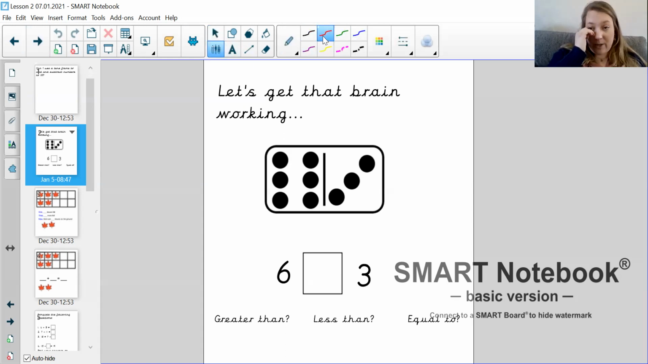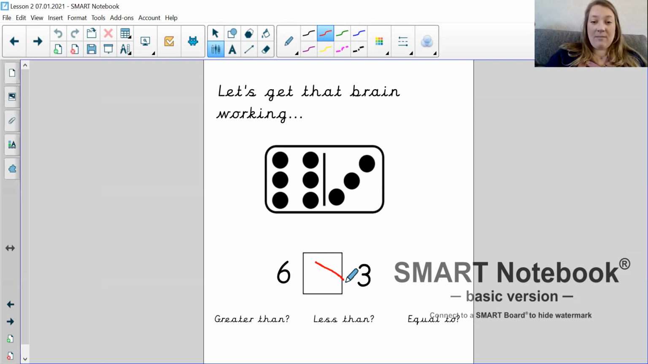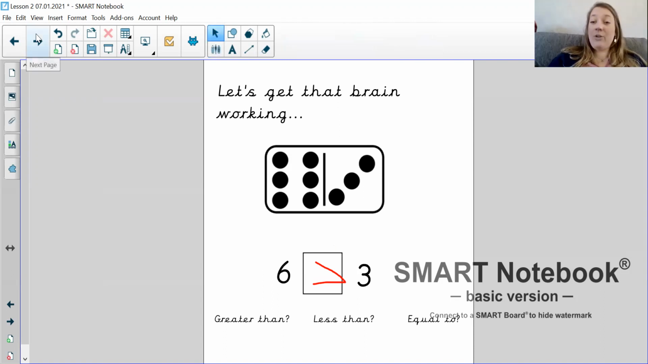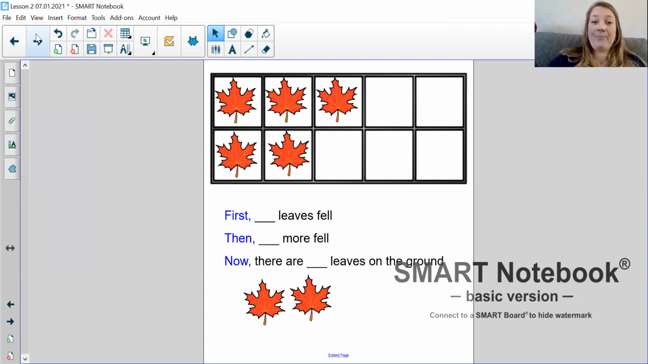I'm going to answer the question now. So 6 and 3. I know that 6 is a bigger number than 3, so I'm going to say 6 is greater than 3. And I'm going to write the symbol here. 6 is greater than 3. Lovely. Now you can post a photo of that on Tapestry with your other learning if you want to.